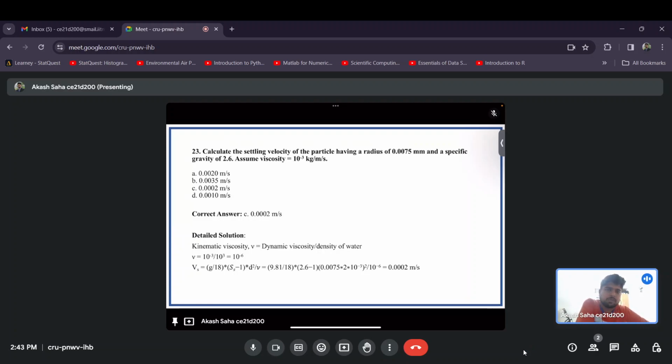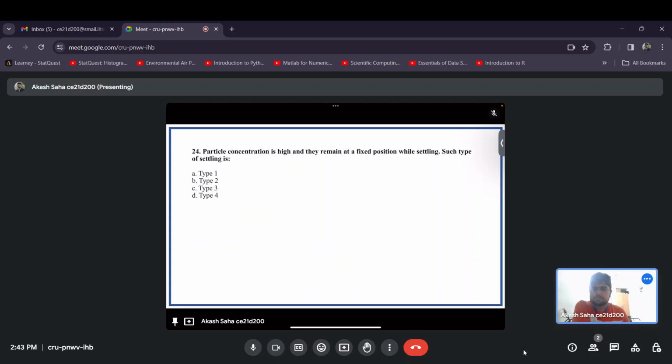Again, we have to be careful because diameter is not given, so radius has to be multiplied by 2, and it is given in mm, so we have to convert into meters. The rest are all in the same units, so nothing to worry about. We will get the answer as 0.0002 meter per second. Okay, so now the next problem.